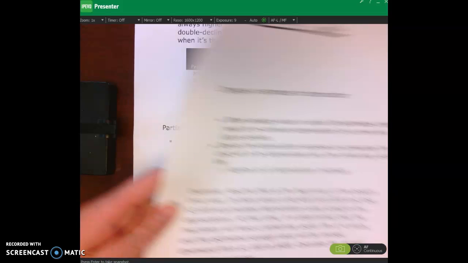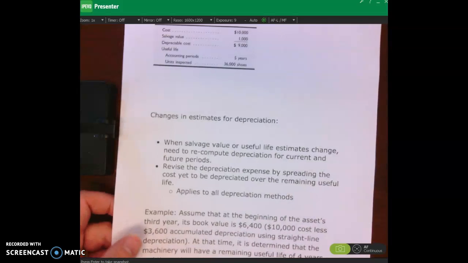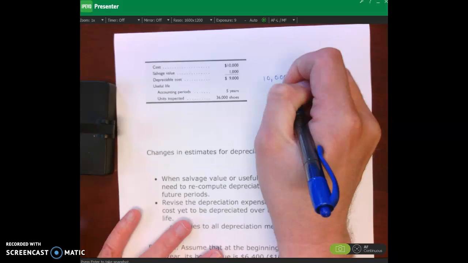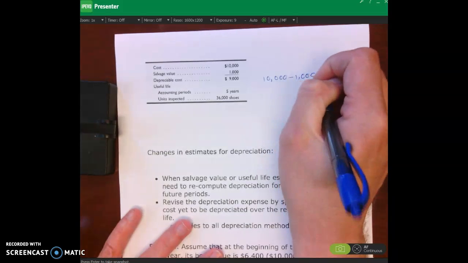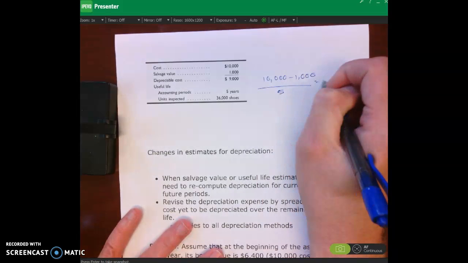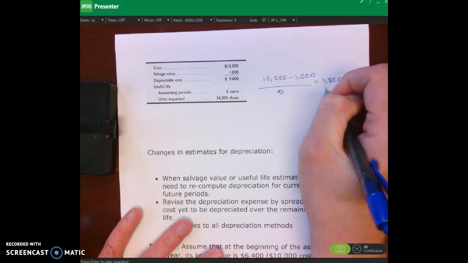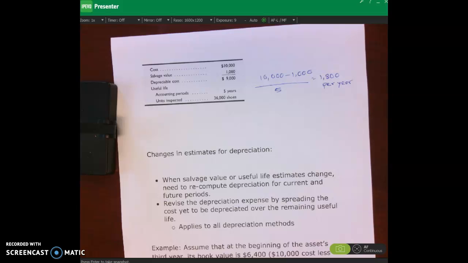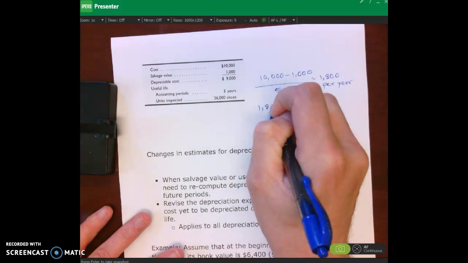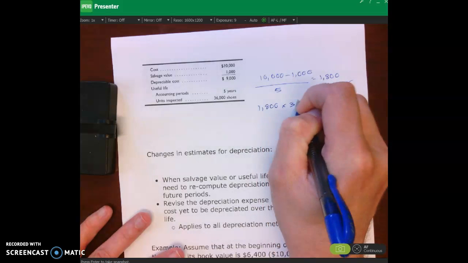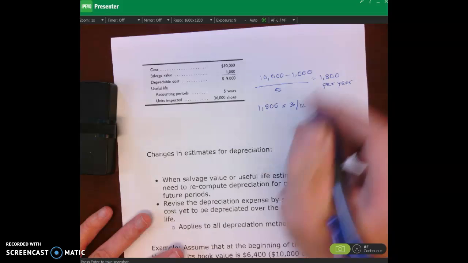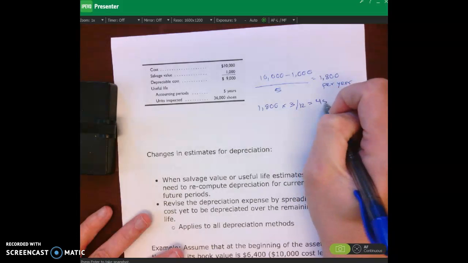So if we look at this next page, we can go ahead and calculate that out. So I'll take my asset cost minus my salvage value divided by my useful life, which gives me my $1,800 per year, right? But we don't have it for the full year. So what I can do is take my 1,800 times my 3/12. Why 3/12? October, November, December. Okay? Which gives me $450.